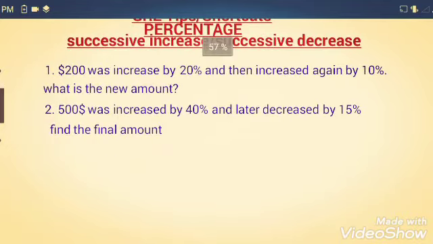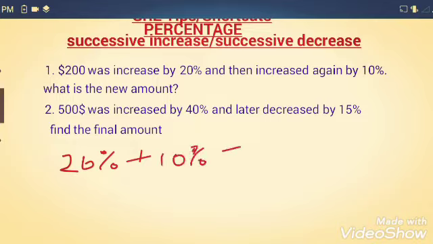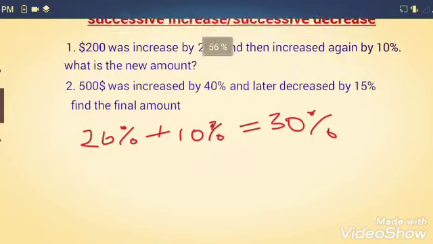Alright, so you might be tempted to want to do 20% plus 10% to give you 30%. Now if you do this, you're going to be wrong. So the best way to solve this question is, okay, let's continue.